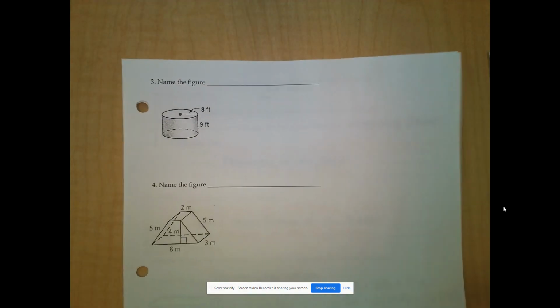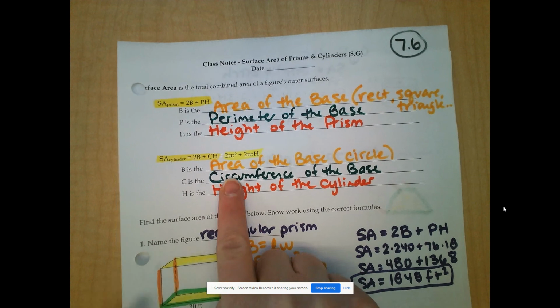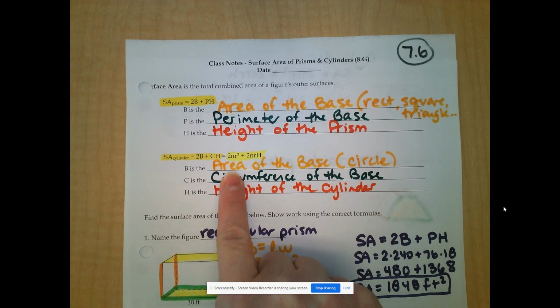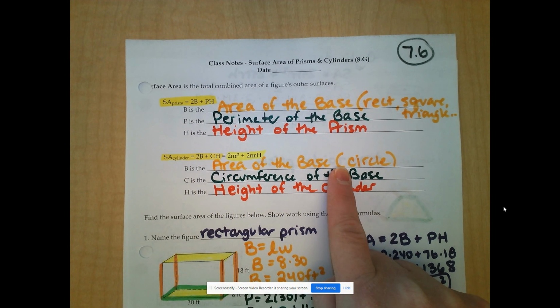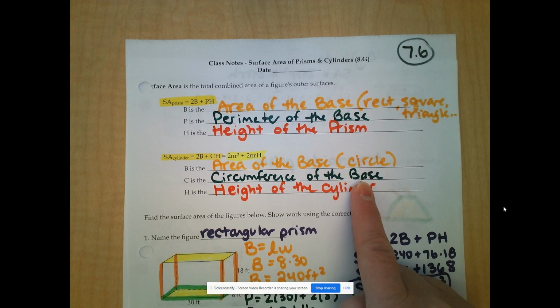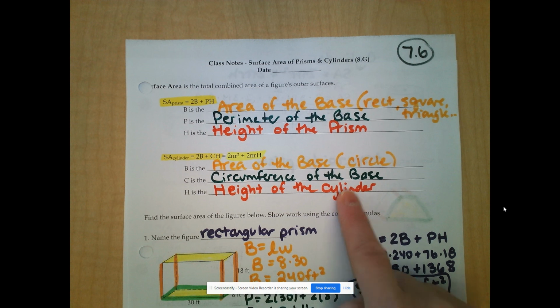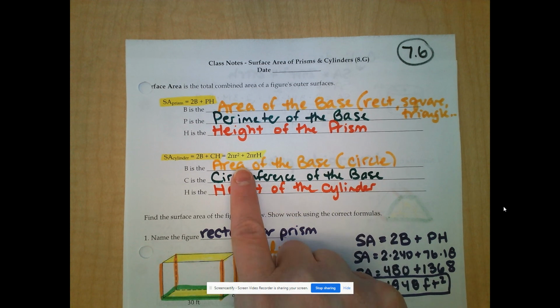So if we look at the back, we're going to look at a cylinder. Now, on the front, if I go back to look at the front quickly, we did have B was the area of the base. Well, when it's a cylinder, your base is a circle. C is the circumference of the base. Well, circumference is practically the same as perimeter. And H is the height of the cylinder. So I'm still finding the same 3 things, but you'll notice the formula is different.